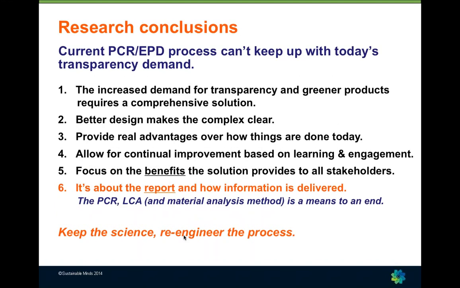So our high-level research conclusions were, at that point in time, look, the existing PCR EPD process was not going to be scalable enough to keep up with the demand for transparency that was likely to ensue now with the V4 credit language. And so these are the 6 parameters that we put in place to set the goals for our program, that we said, fixing one part of the solution, either the PCR or the EPD or the LCA, isn't going to fix the system. We need to look at a comprehensive solution.